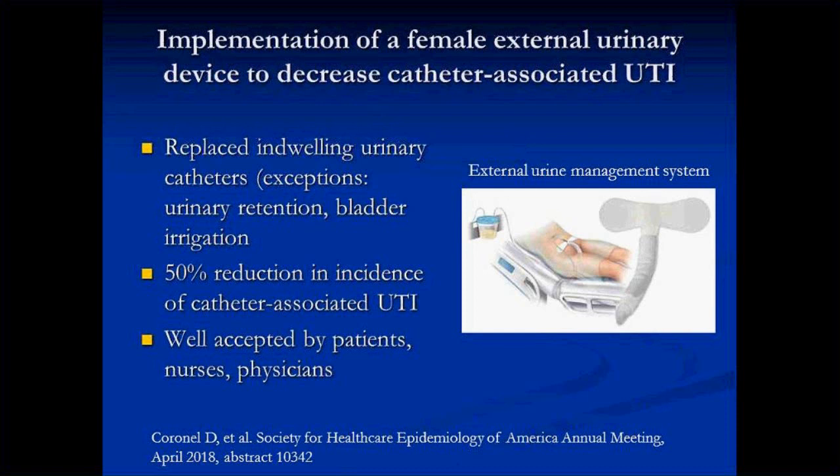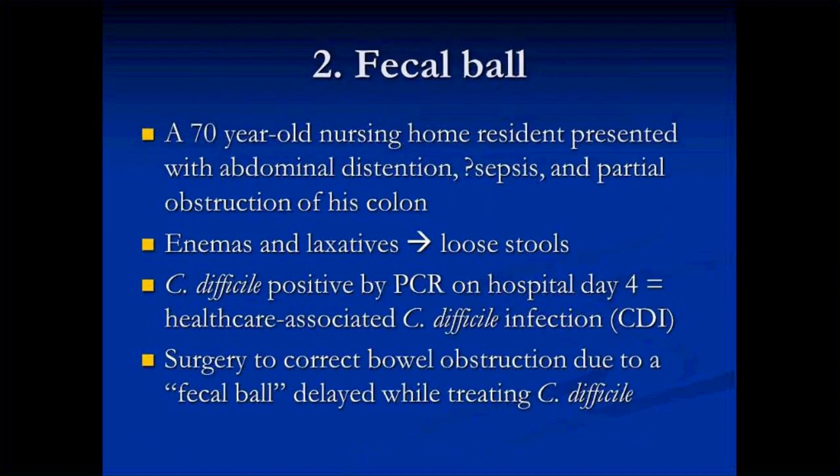They replaced indwelling urinary catheters, unless you had urinary retention or needed bladder irrigation, with this external urinary management device. This is hooked up to suction, so you actually pull urine away from the GU tract, and you can measure urine output. They had a 50% reduction in the incidence of catheter-associated UTI. It was well accepted by patients, nurses, and physicians. Okay.